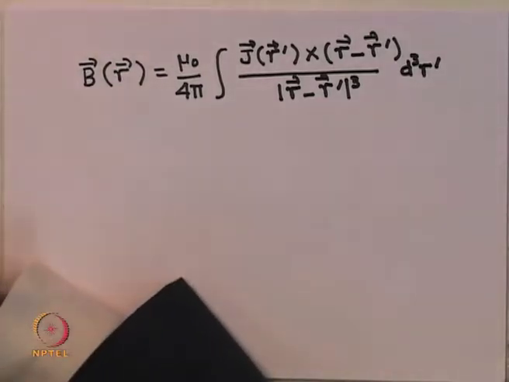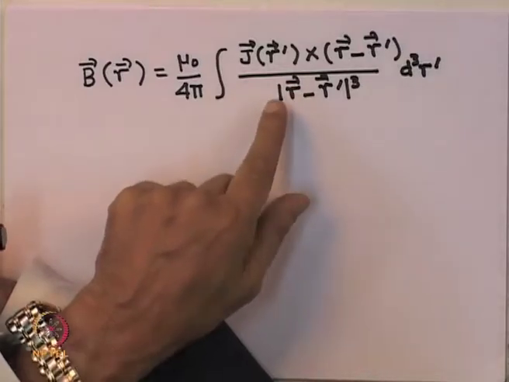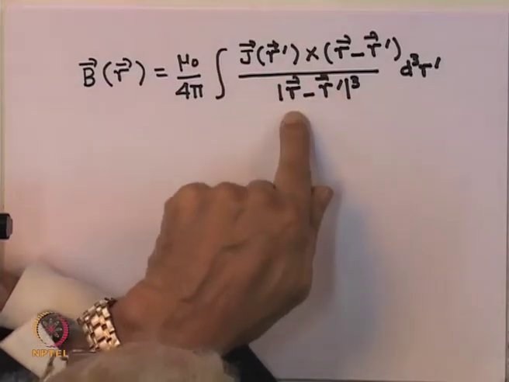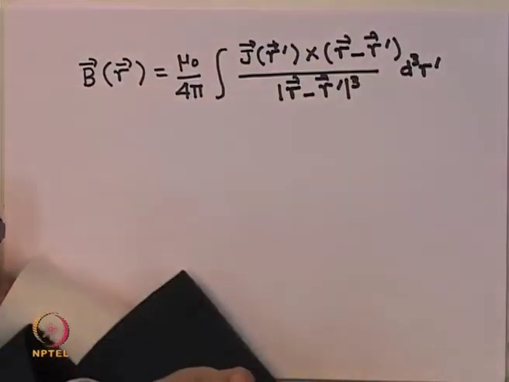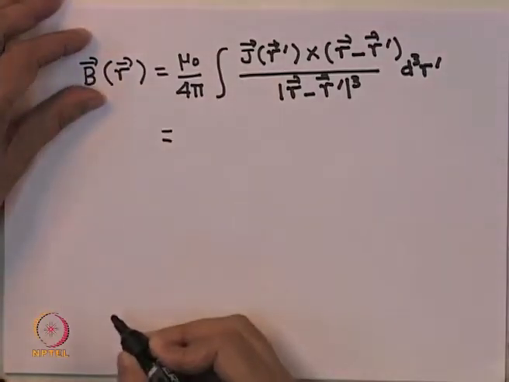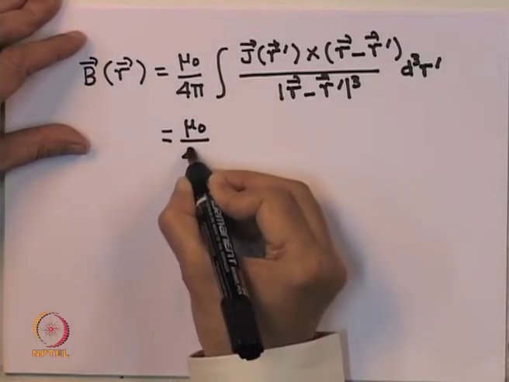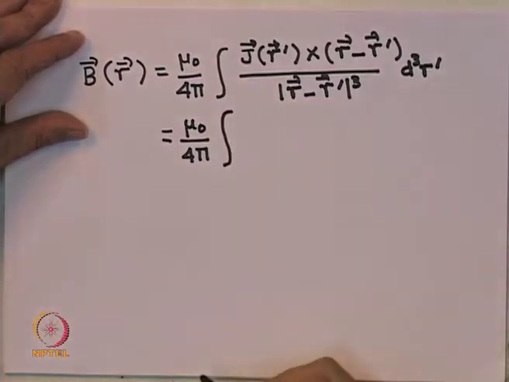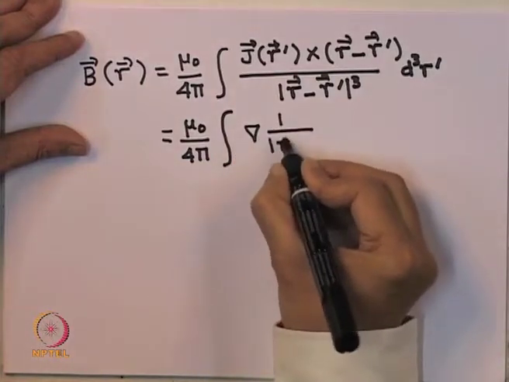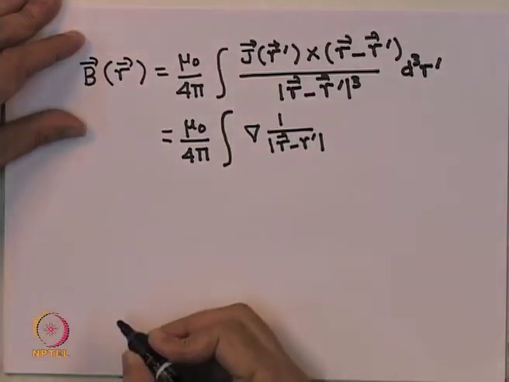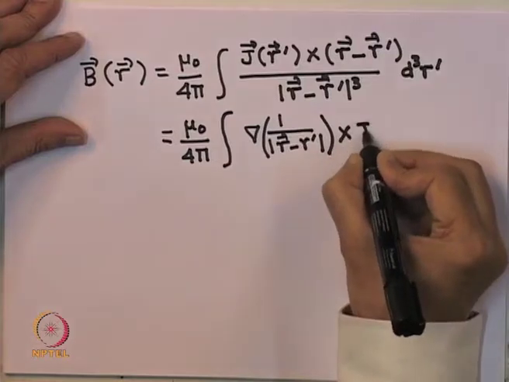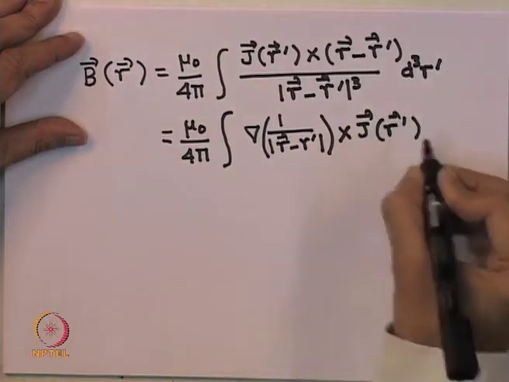Now, I am going to do a bit of algebraic manipulation. Recall that gradient of 1 over R minus R prime is minus R minus R prime by R minus R prime cube. So, I am going to write this expression in a slightly different way, as mu 0 by 4 pi. I have a minus sign if I write it as a gradient of 1 over R minus R prime. Now, in order to take care of that minus sign, I am going to interchange the order of the cross product, which is j of R prime, d cube R prime.